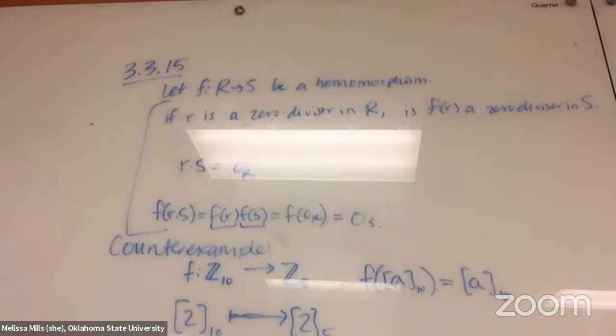So A minus B is equal to NML. So that means A minus B is equal to some multiple of MN. So that means that A mod MN is equal to B mod MN. So I proved injective.